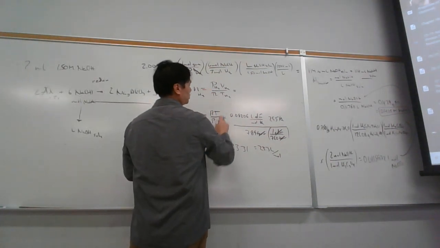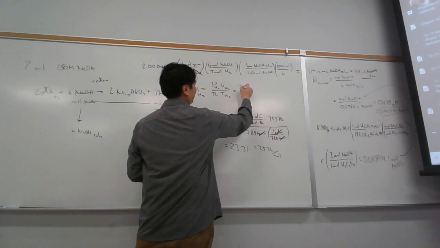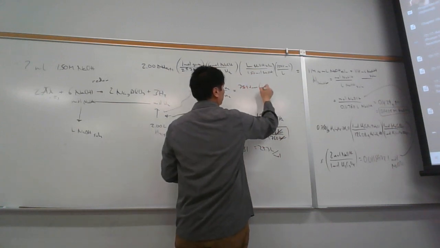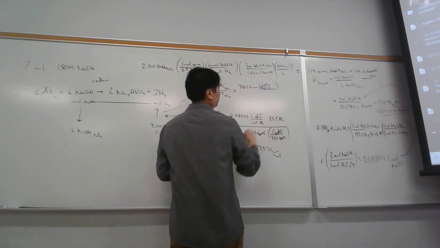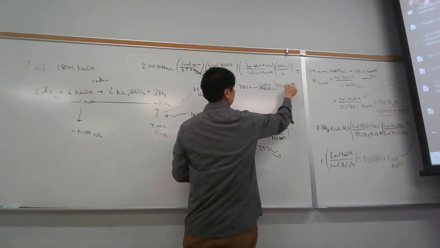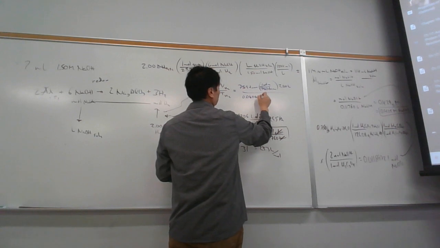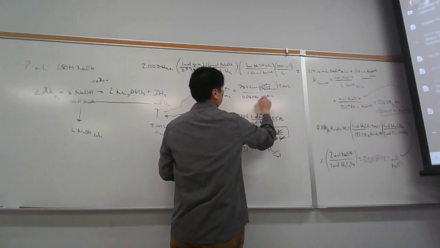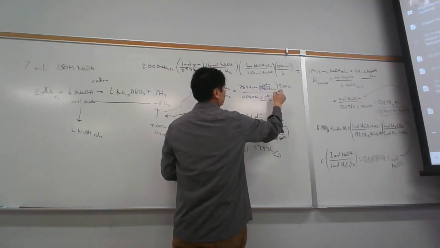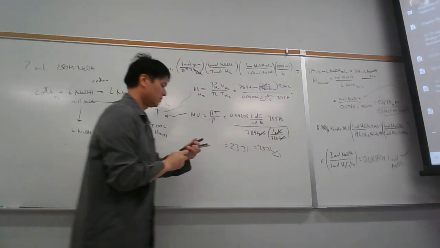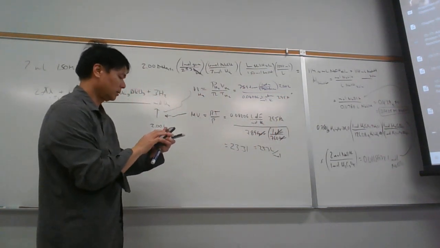So the pressure of the hydrogen is 789 torr. And then I don't want it in torr. I'm going to convert that into atmospheres. The volume of the hydrogen is 2.00 liters. R is 0.08206 liters times atmosphere per mole Kelvin. Temperature is 295 Kelvin. And so this is going to give us the number of moles here.